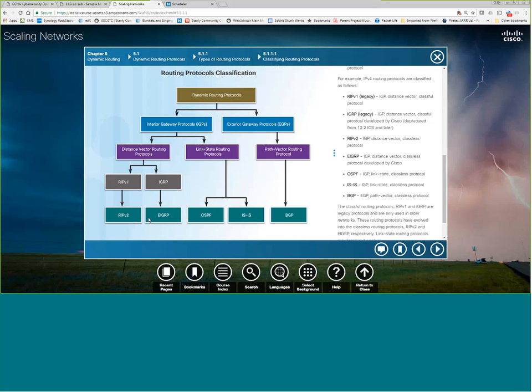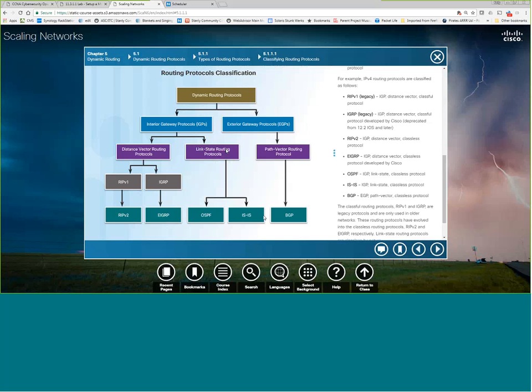We'll also learn that EIGRP, for many, many years, was described as a hybrid protocol, but it really is not, and it is still purely a distance vector routing protocol that borrows some link state concepts like triggered updates and non-periodic sending out of the update table.